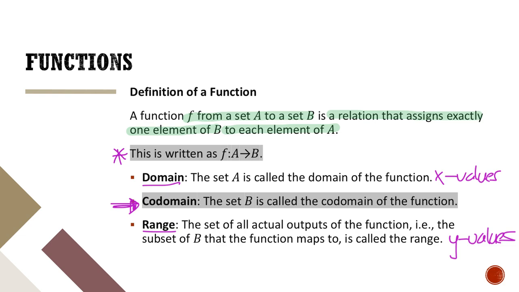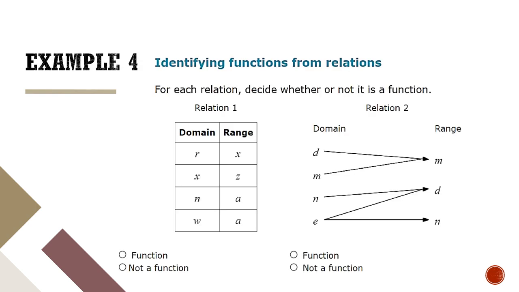So we'll talk more about the codomain at another point. So let's go ahead and just move on. Let's do a couple of identify functions from relations. We're going to give some relations here and see if it's actually going to be some sort of function. So we're going to look at relation 1, and we have the domain. These are my inputs: r, x, n, and w. So it's looking good so far. I have all separate or different function inputs. Let's see how they go.